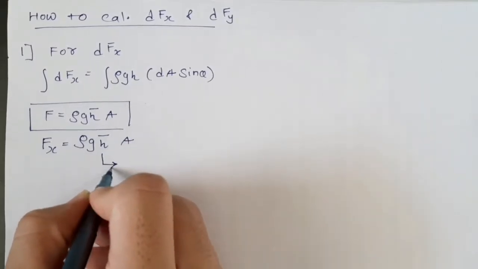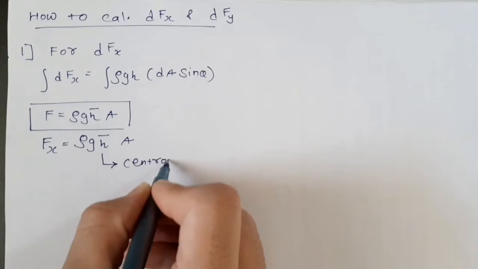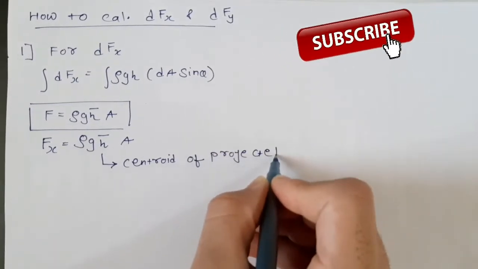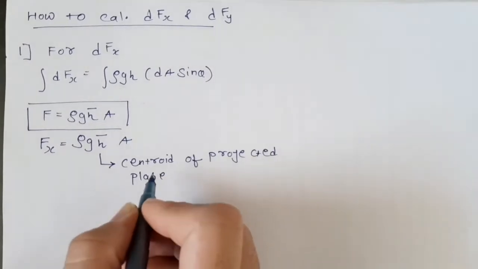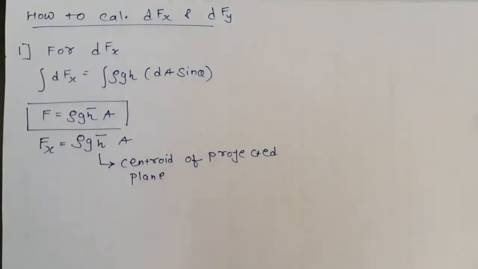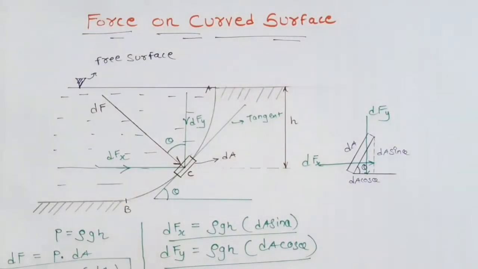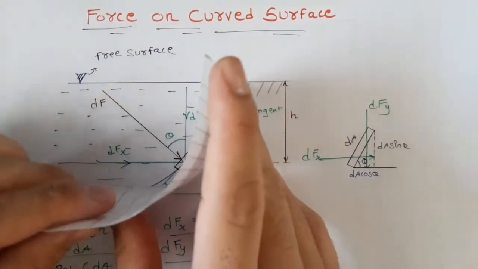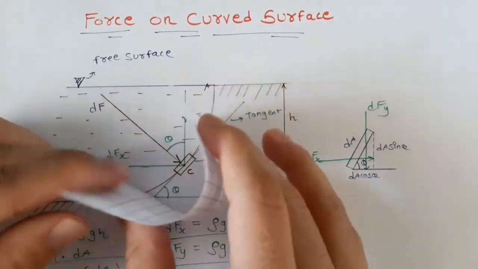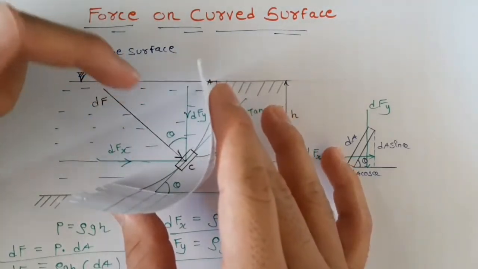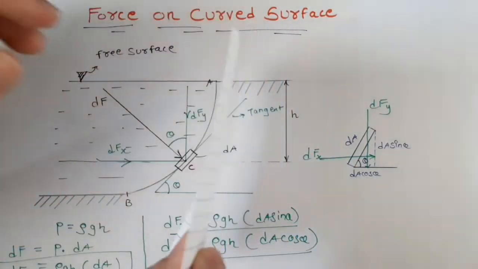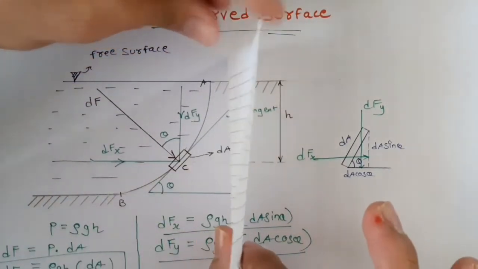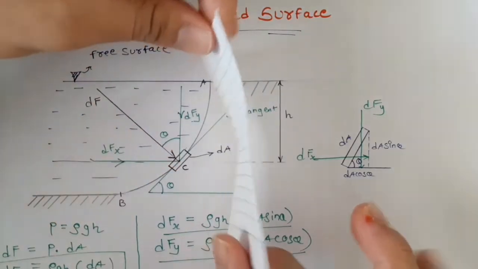Now here what is h bar? h bar will be the centroid of the projected plane. Okay, so now what is the centroid of this projected plane? I will show that here this is the curved plane like this. Okay, so this is the curved plane. Now when you see this plane from this angle, you will see a rectangle. Okay, so now we projected this curved surface area on a vertical plane like this. So now when you see from this side, you will see a rectangle.